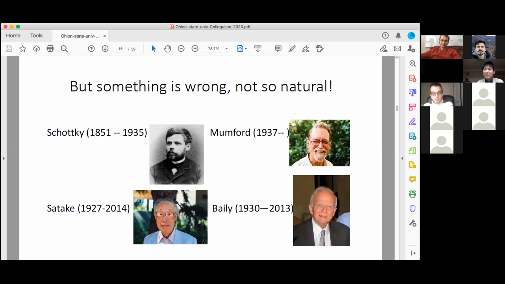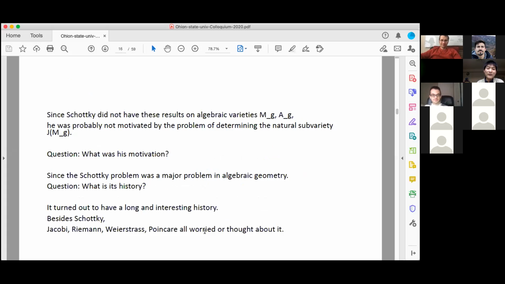But something's wrong. Take a look at this picture. Do you see something's wrong? Schottky died in 1935. Mumford was born in 1937, Satake 1929, and Baily 1930. Basically, all these people were born after Schottky was dead. So Schottky did not have this result on algebraic varieties. So probably he was not motivated by the problem of determining a natural subvariety, J(M_g). Right, this cannot be right. Question: what was his motivation?